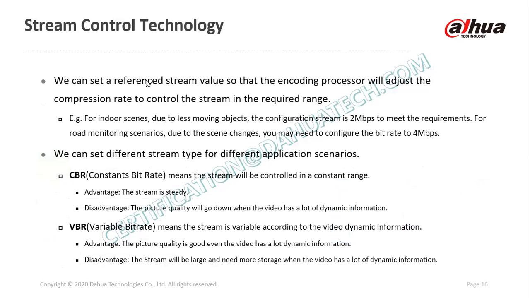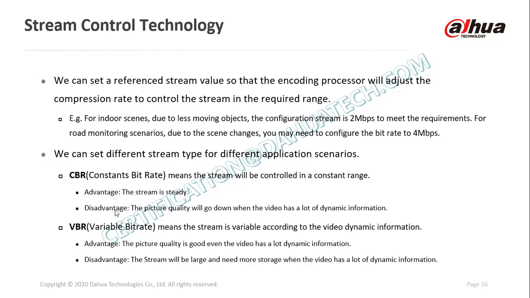Now, stream control technology. The way we control the video stream from the camera, or the audio stream, we have different stream control technologies. We have CBR and VBR. CBR means that the stream will be controlled in a constant range, meaning you are going to have your video stream or audio stream moving continuously.